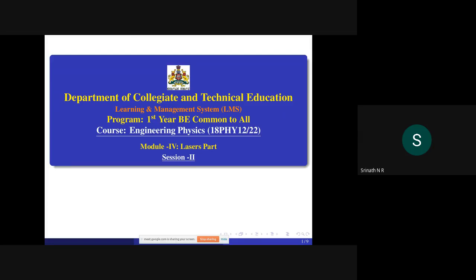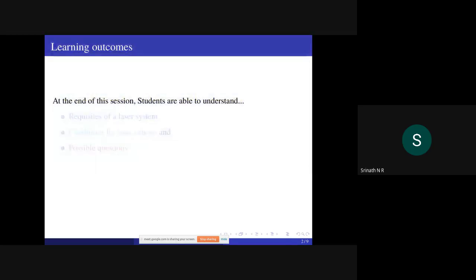Course Engineering Physics, course code 18PHY12/22, Module 4: Laser, Session 2. Learning outcomes: at the end of this session, students are able to understand the requisites of a laser system, conditions for laser action, and some possible questions.